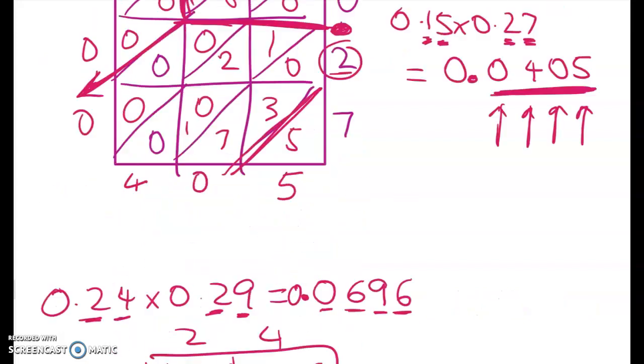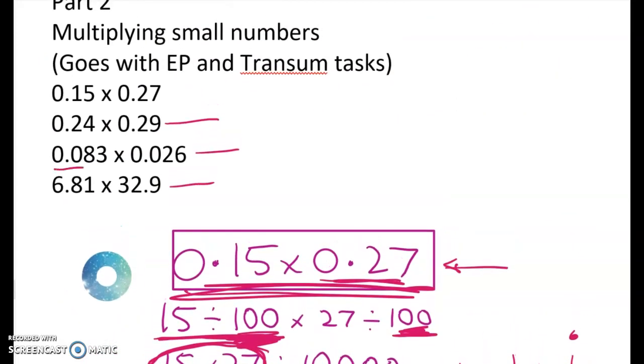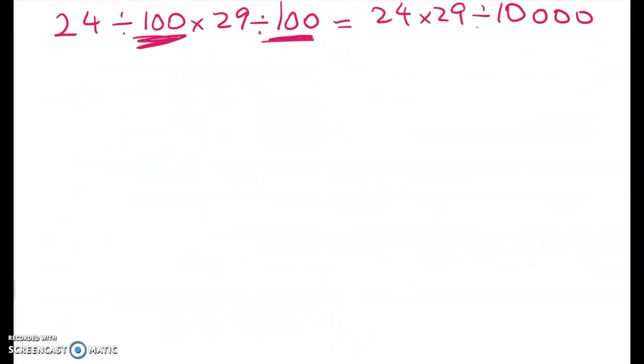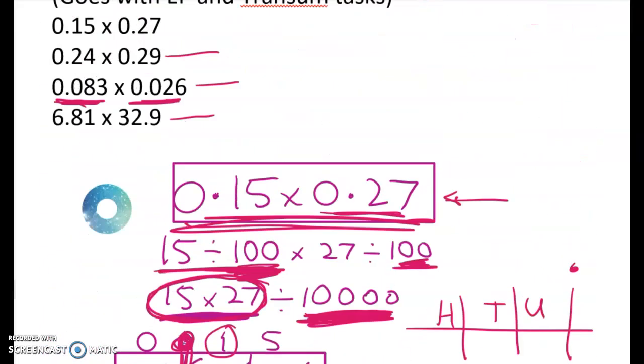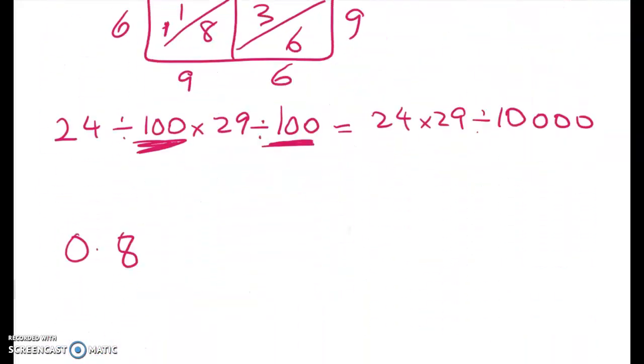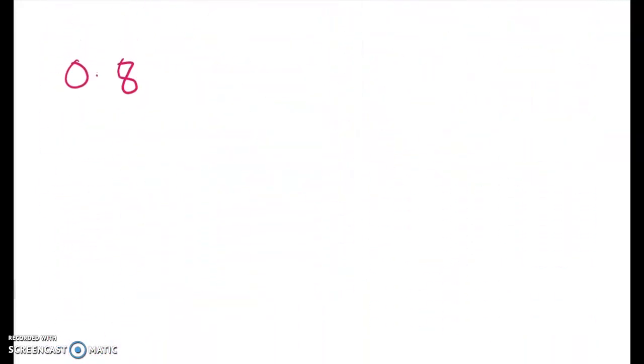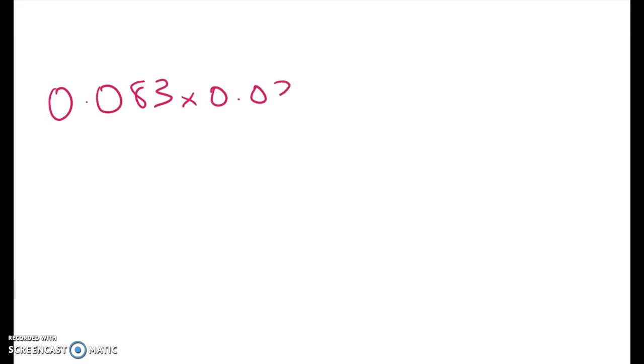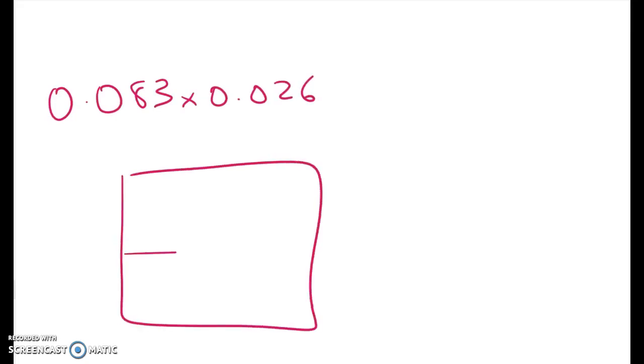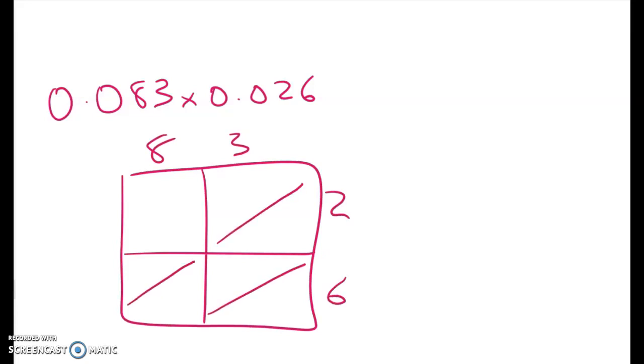Right, what was my next question? Let's see. Oh, this one. So this looks horrible, right? This is going to be a really small number, 0.083 times 0.026. Oh, did I do 0.83 or 0.083? Okay. 0.083 times 0.026. And again, all we worry about is the 83 times the 26.